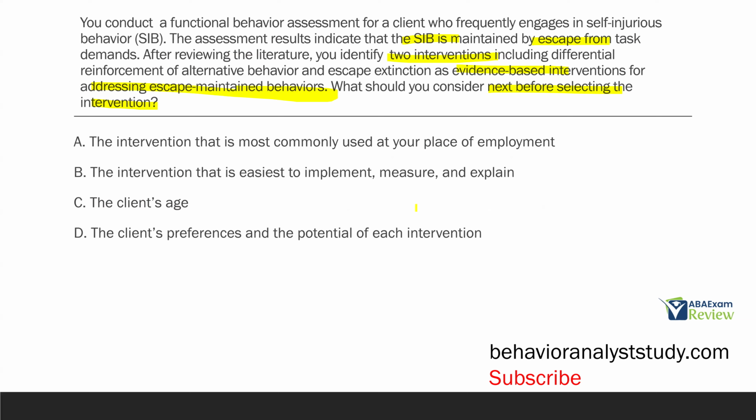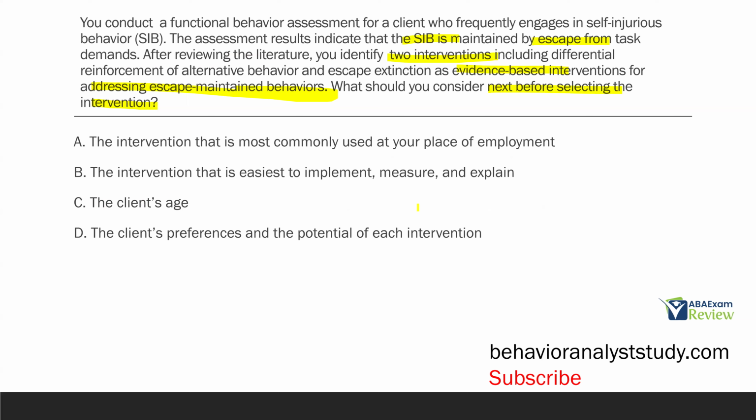B, the intervention that is easiest to implement, measure, and explain. It's not always about just being easy. Maybe you choose the more difficult intervention to implement because it's better. So B is not always necessarily going to benefit the client. C, the client's age. Be very careful with age. Age is deceiving, especially with many of the populations we work with. The age isn't really going to tell you the full story. So D, the client's preferences and the potential of each intervention.